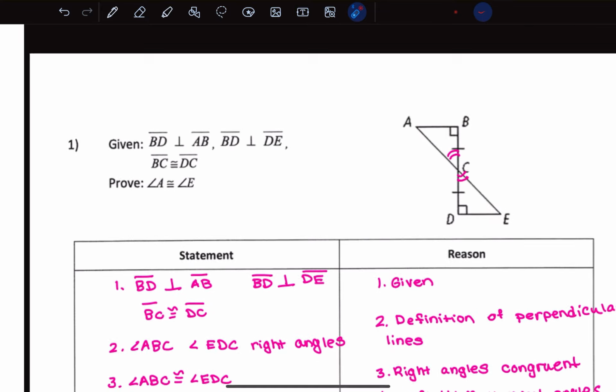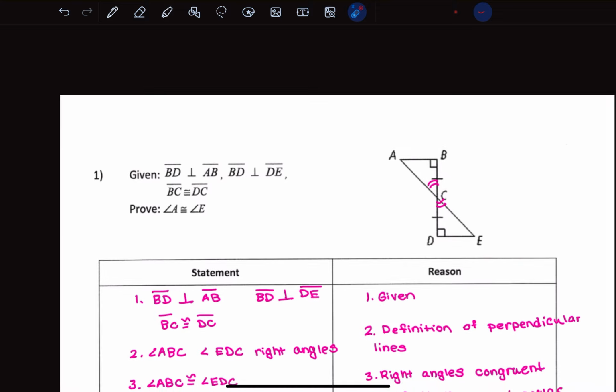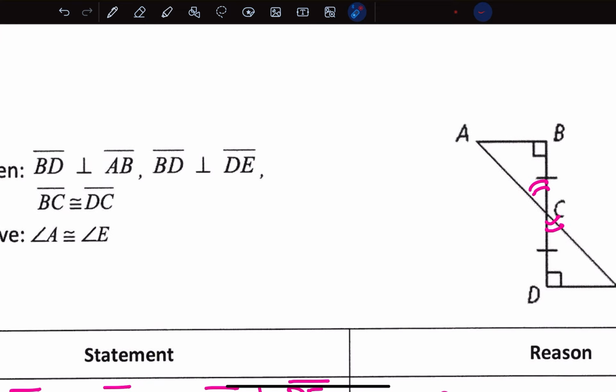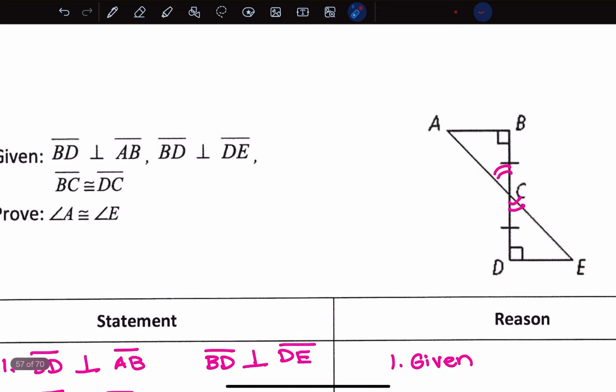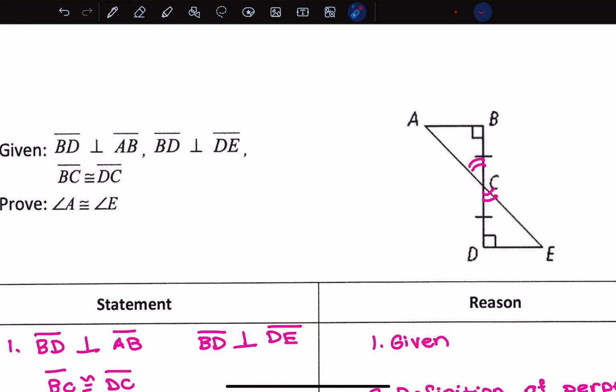So here are some more practice problems. I'm given that BD is perpendicular to AB, BD is perpendicular to DE. So I have right angles. So I could either be doing HL or some form of the theorems we were doing before. Depends on what information I have. They also give me that BC is congruent to DC.